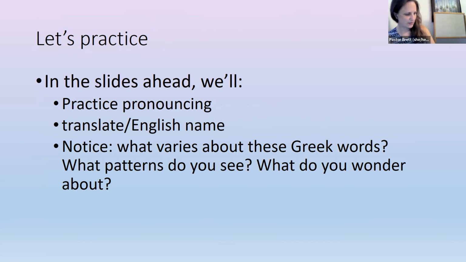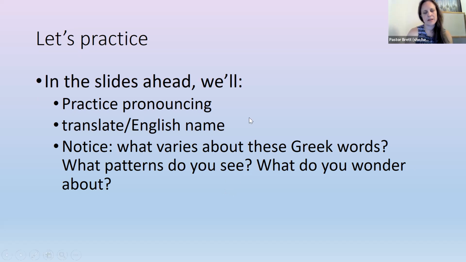These are almost all proper nouns, they're names, because that's a good way to practice that you already know some Greek, and that can be a helpful way to get into the pronunciation and seeing the structure of the word. And as we go through these, we're going to go through these twice. So we're going to go all the way through them just looking at the words and then pronouncing them. But as we go through them the first time, I want you to think about what varies about these different Greek words. What differences or patterns do you see? And what do you wonder about?